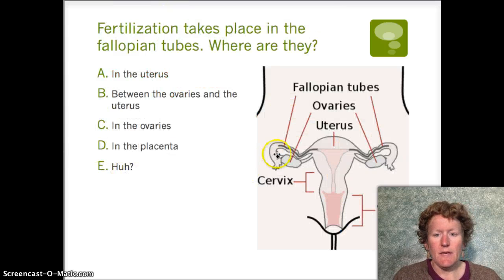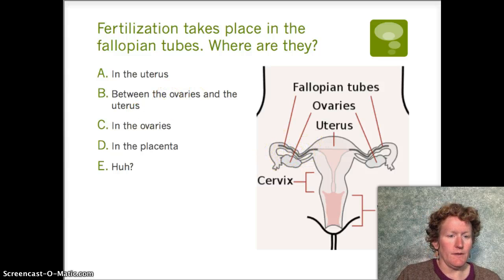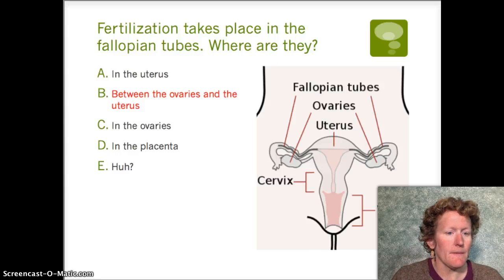Fertilization takes place here in the fallopian tubes. This is where sperm meets egg. So the fallopian tubes are here between the ovaries and the uterus. They're the journey of the egg between the ovaries here and the uterus here. Fallopian tubes are right here. That's where the egg is fertilized.